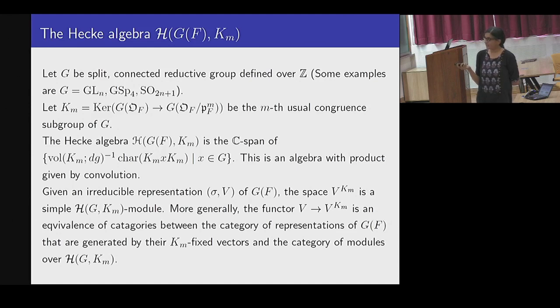And more generally, the functor that takes a representation to its K_m-fixed vectors is an equivalence of categories between the category of representations of G(F) that are generated by their K_m-fixed vectors and the category of modules over H(G, K_m). This is only true when you're working with complex representations, but we still have this equivalence of categories. In particular, if you know this module V^{K_m}, then you can actually recover the representation itself. So this Hecke algebra is of interest in the context of representations of p-adic groups.